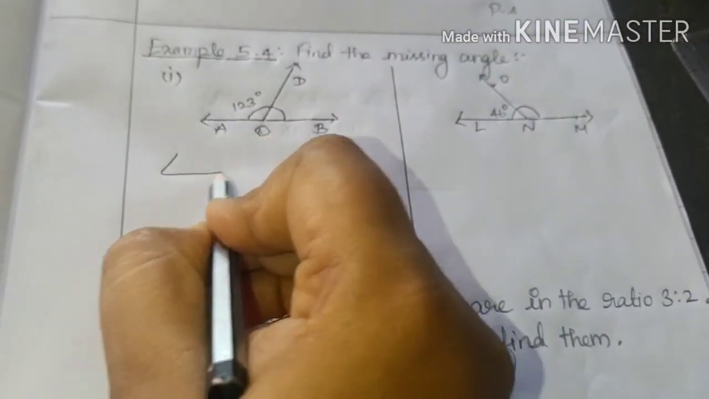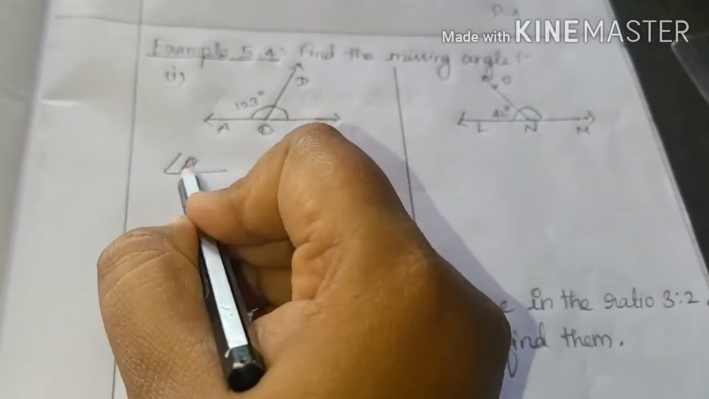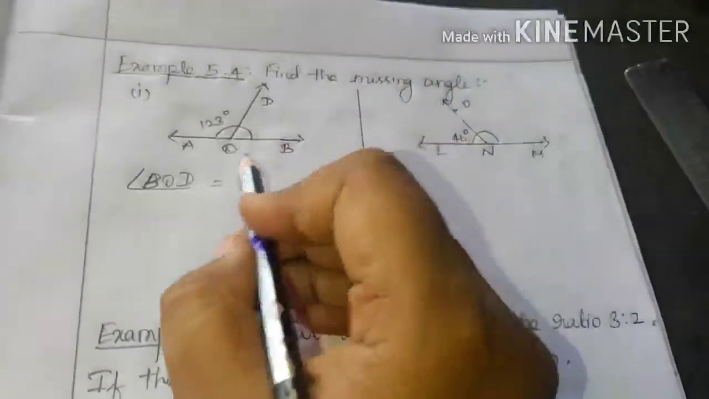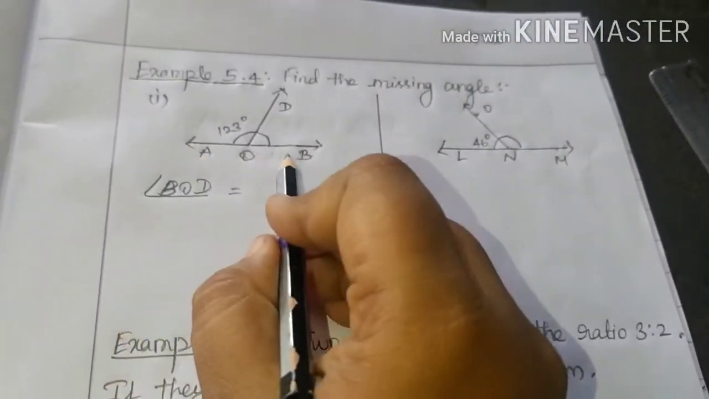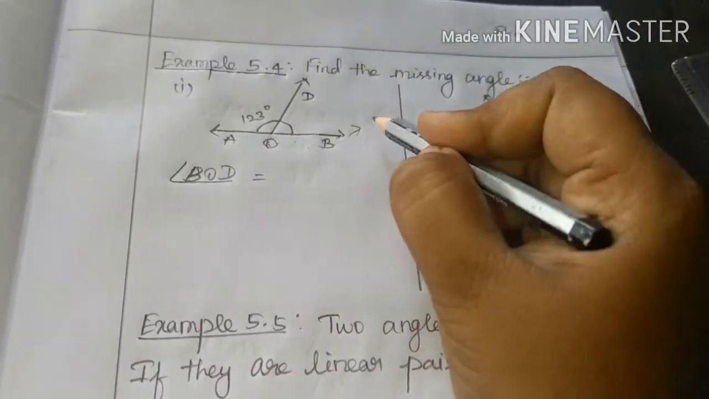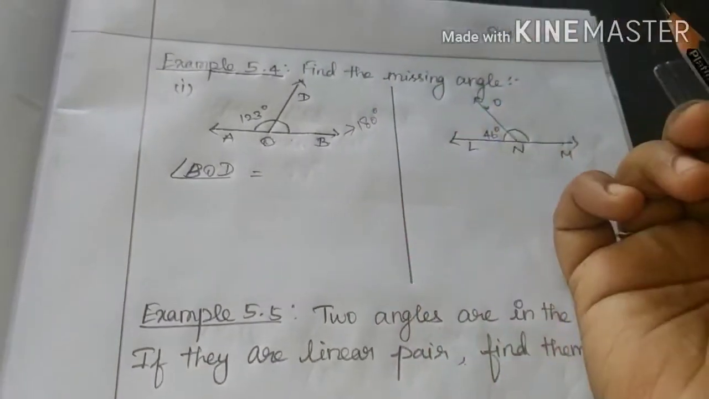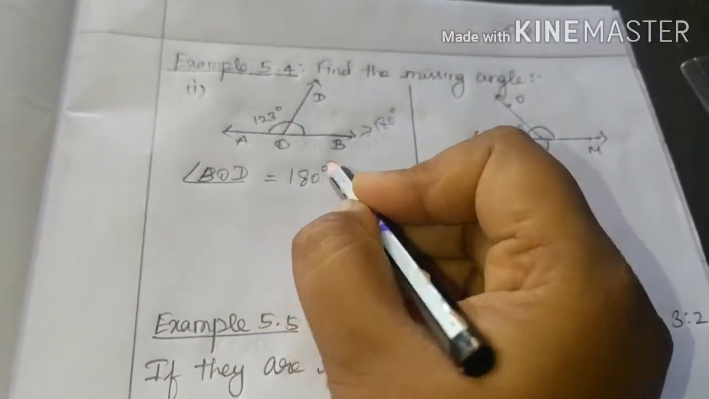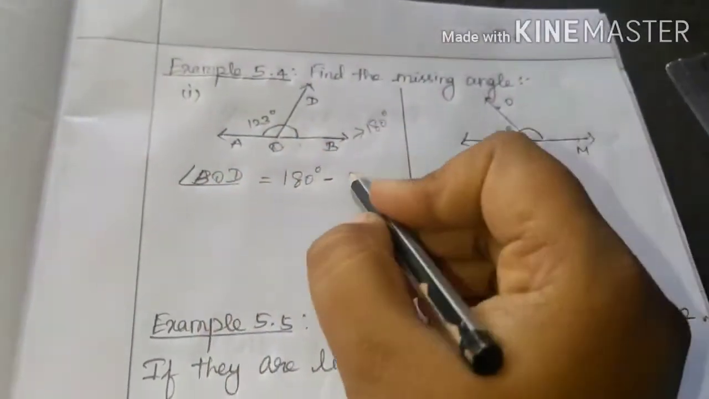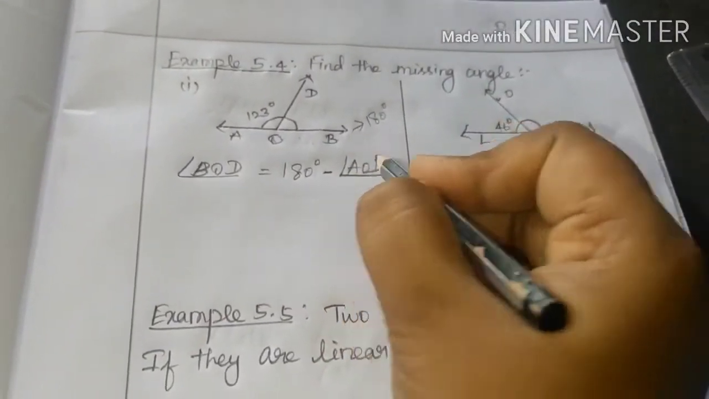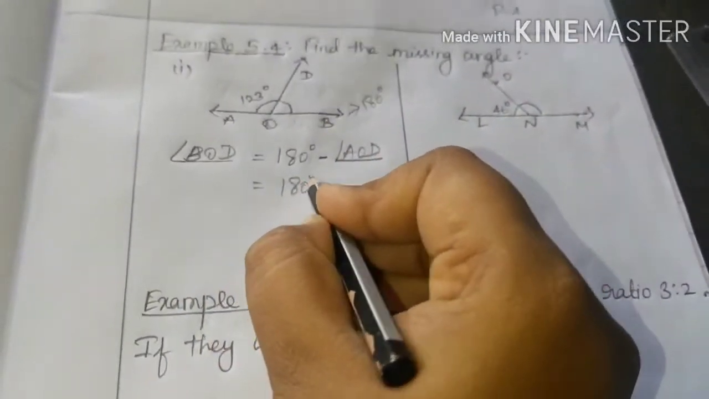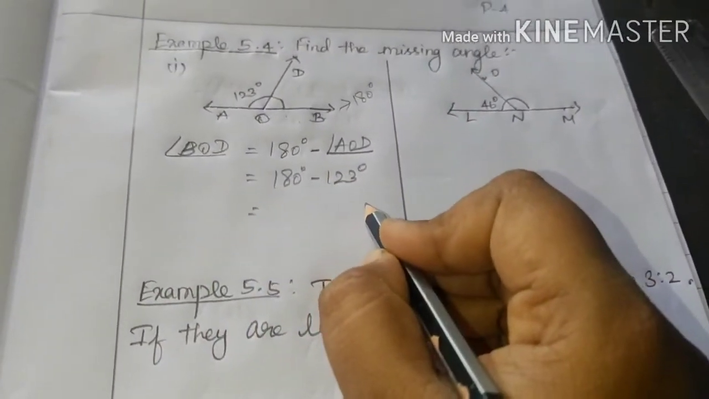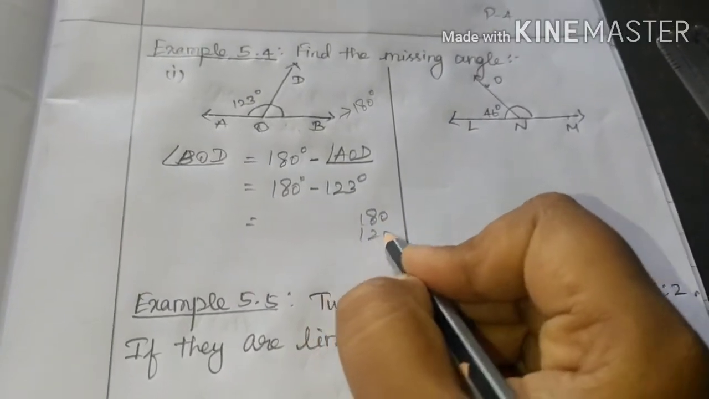So BOD equal to, okay, this is a straight line. A straight line we have to consider as what degree? 180 degree. Straight line means we have to take it as 180 degree. So 180 degree minus angle AOD. Now you just write 180 degree minus 123 degree. Now you do the subtraction.